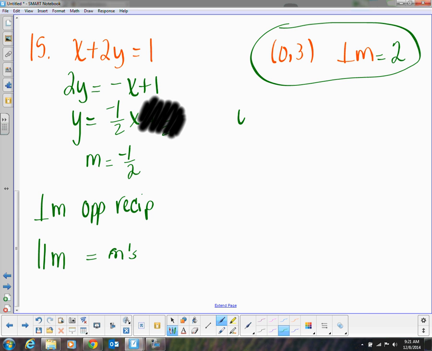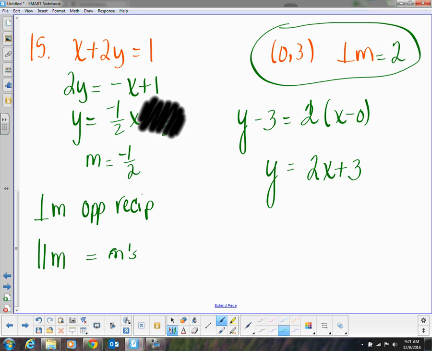So I don't know how you do it. I choose to do y minus 3 is equal to 2 times x minus 0. I'm going to look at my answers. They solved for y. So I'm going to distribute my 2 and add my 3. Next question.